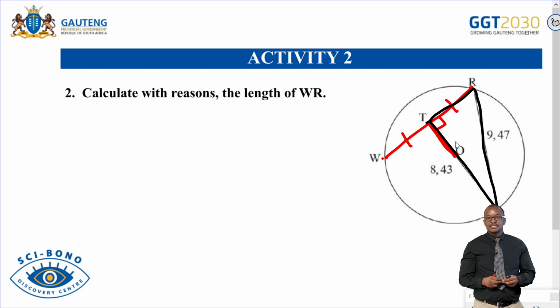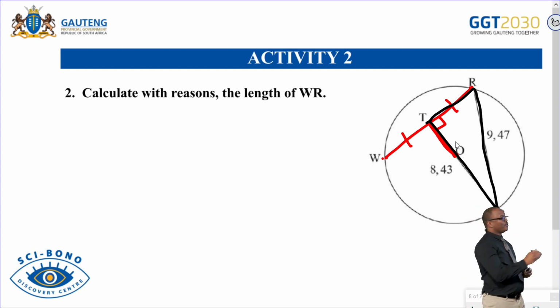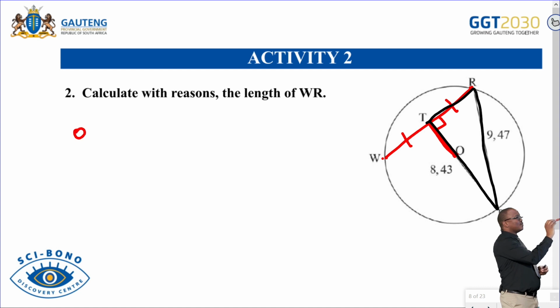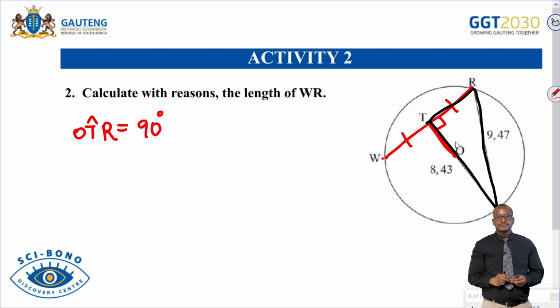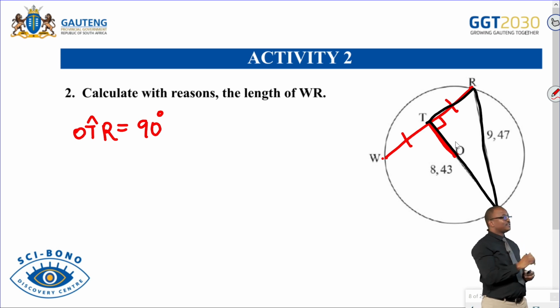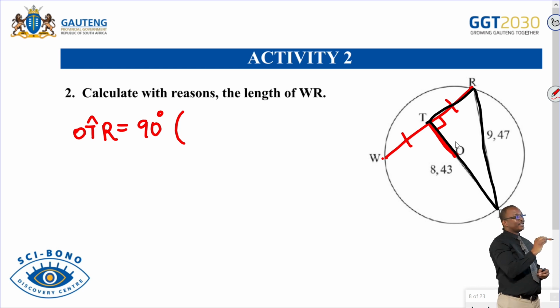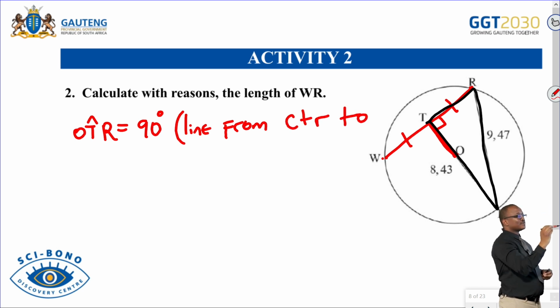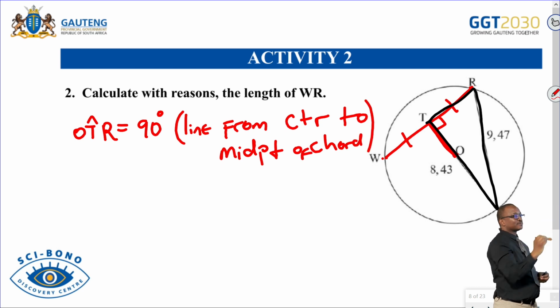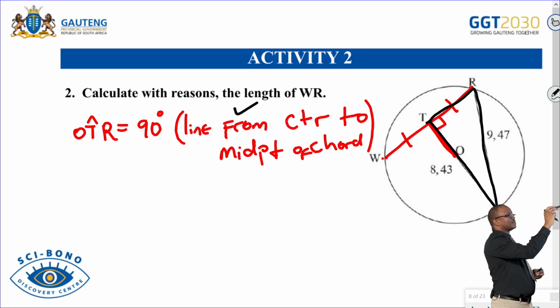Then we know that we have angle OTR at 90 degrees. We're going to start by saying angle OTR is equal to 90 degrees. Then we have to give it a reason. The reason will be: line from center to the midpoint of your chord. That's where you get your mark.